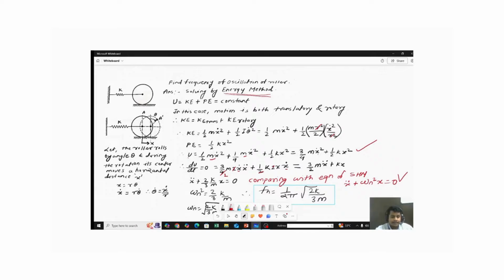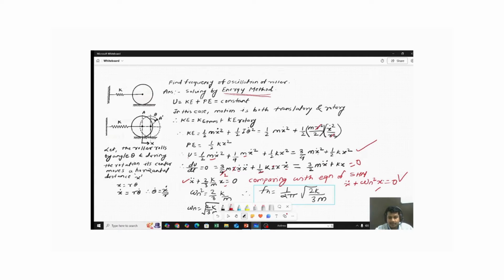Okay, by comparing both equations, what did we get? Omega n square is equal to 2 by 3 k by m. But how did we get this equation? Suppose here it is 0. If we divide this whole equation by 3 by 2 m, what will we get? This whole term will be divided, so it will be x double dot, and we have to divide with respect to 3 by 2 m. So k divided by 3 by 2 m will be 2 by 3 k by m, and this x will be there. So in this way we got this equation.